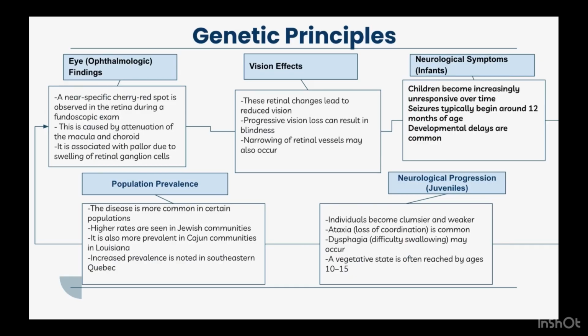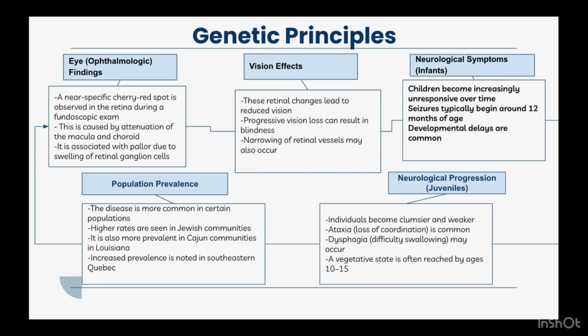I'm Zoe, and I'm going to be talking about the genetic principles, or in this case, a little bit more about what sets infantile Tay Sachs apart from other neurological disorders. First, we're going to talk about the eye findings. Typically, children affected with Tay Sachs have a cherry red spot in their retina. This is due to a mixture of pallor from the swelling of retinal ganglion cells and the attenuation of the macula and the choroid.